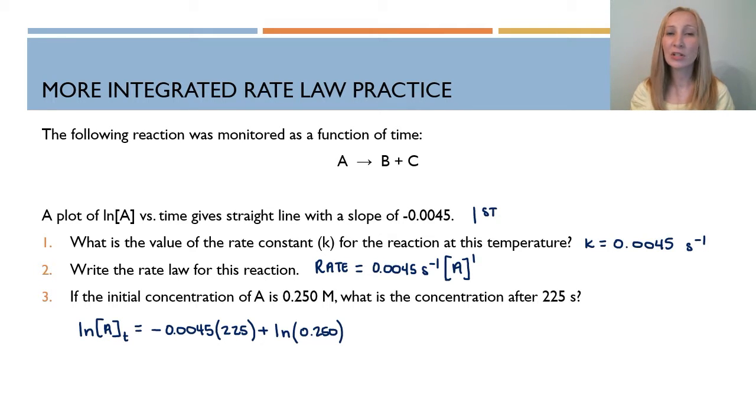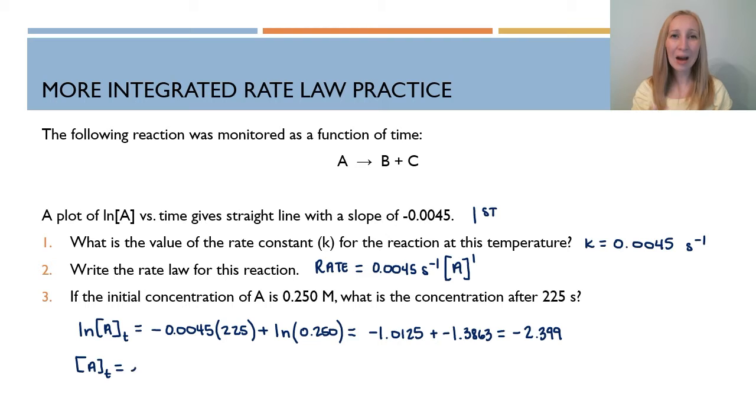So ln 0.250. Now I can literally put all of this into a calculator: negative 0.0045 times 225 plus natural log of 0.250. So negative 0.0045 times 225 is negative 1.0125, and then the natural log of 0.250 is negative 1.3863. I'm going to add those two numbers together, and I get negative 2.399. I'm just going to stop there. Negative 2.399.